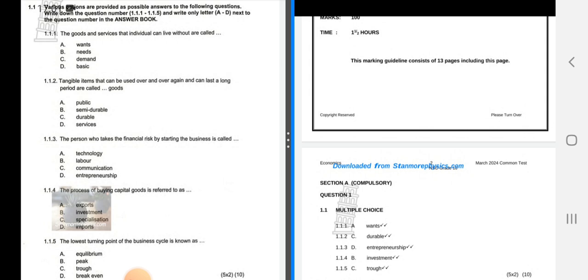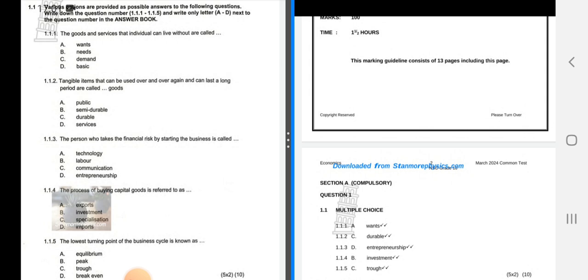And then tangible items that can be used over and over again and can last a long period are called durable goods. So semi-durable cannot be used for a long time, over and over again. So the person who takes the financial risks by starting a business is called D, an entrepreneur. You go through with technology. Can a technology be a person who starts a business? No. Labor? Can it be a person who starts a business? No. Communication? No. So entrepreneurship is the answer.